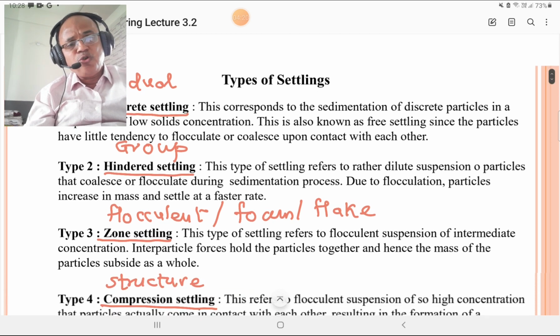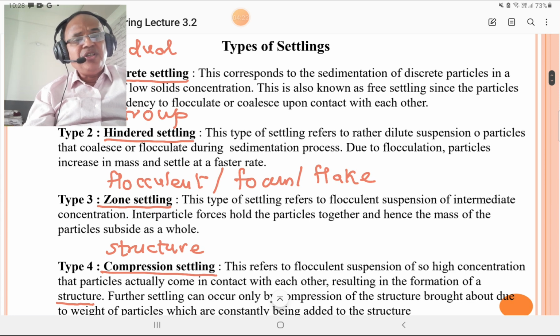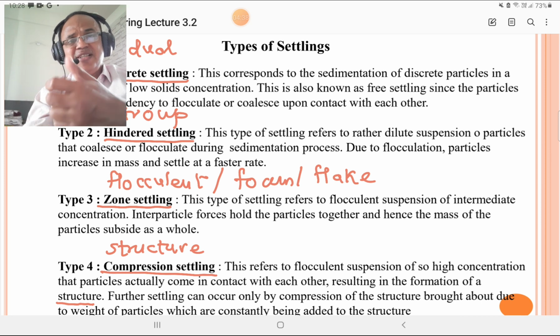Type three is zone settling. This settling refers to flocculent suspension of intermediate concentration. Interparticle forces hold the particles together, and hence the mass of particles subsides as a whole. So, first it is individual, second it is group, third it is mass. Zone settling refers to mass, hindered settling refers to group, and discrete settling refers to individual particles, and you must know that.